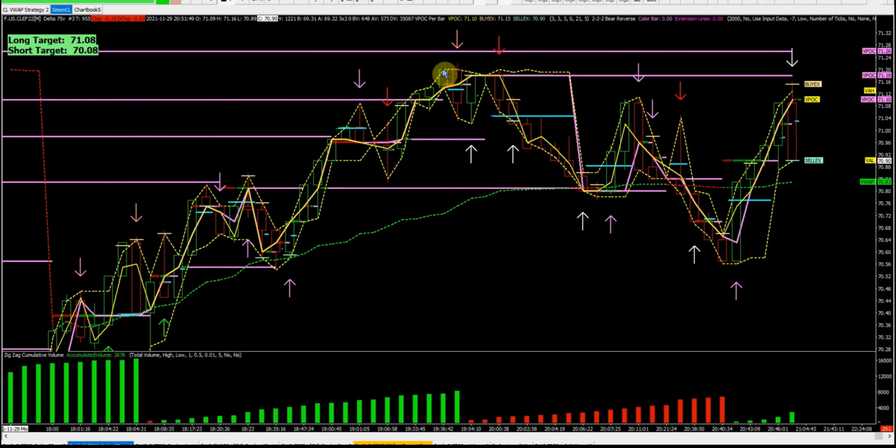Okay, you've got 1, 2, 3, 4. You got 4 bars flattened out right here. On that second bar, you see that VPOC right there? That VPOC formed on that second bar right there at 71.18. So what do you do? You can take the trade right there. VPOC forming below value area high, grab that trade.